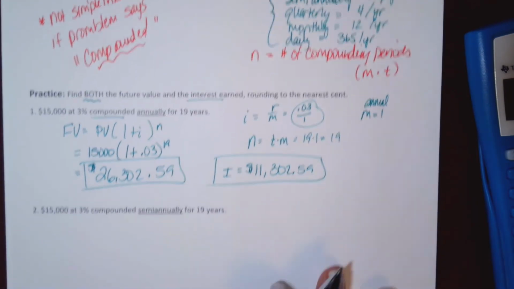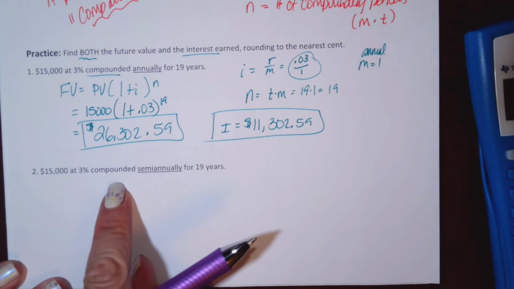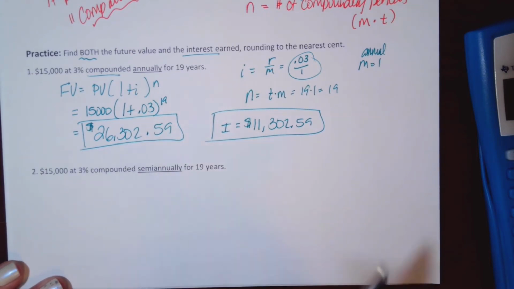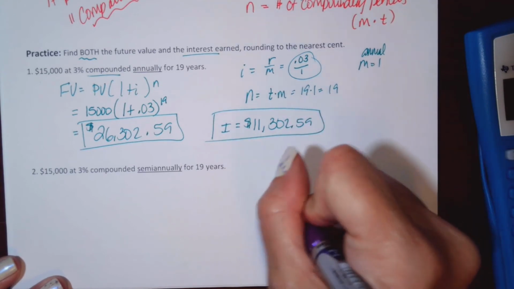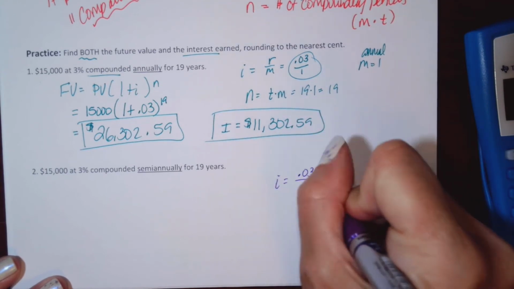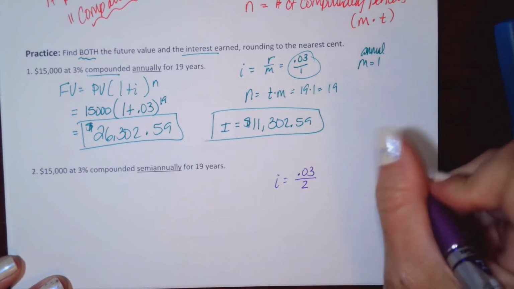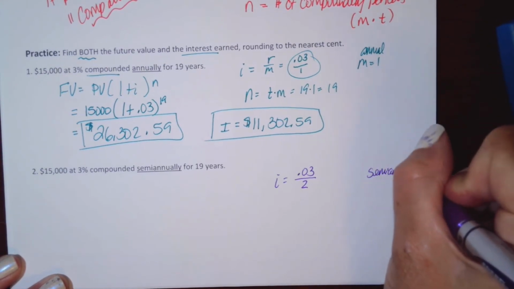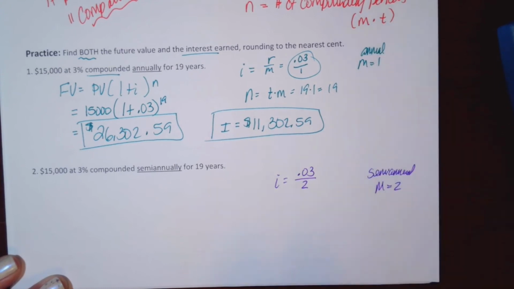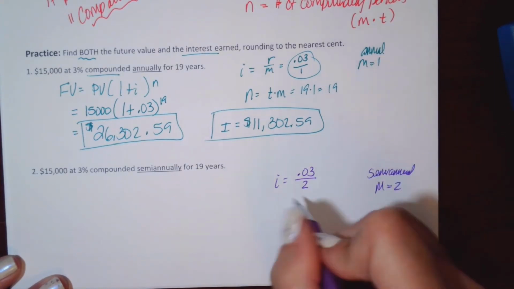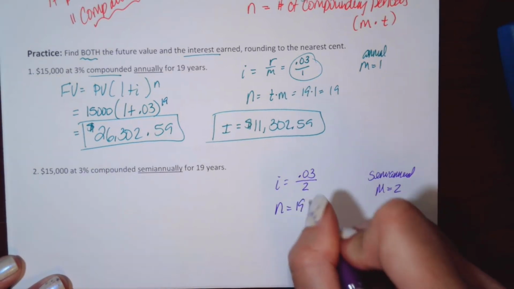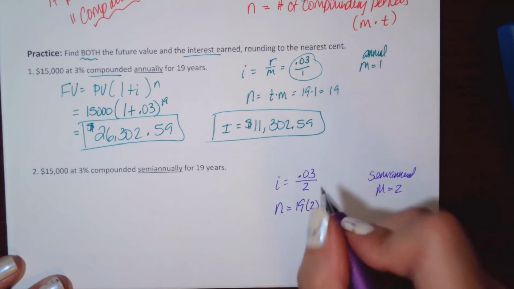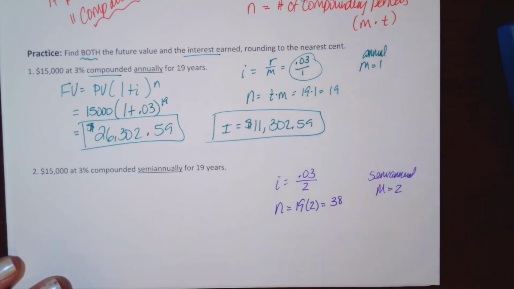All right, same 15,000, 3%, same rate, but this time compounded semi-annually. What's going to change here? I is now 0.03 divided by 2 because semi-annually is twice a year. And N is going to be 19 times 2 instead of times 1, so N is going to be 38.